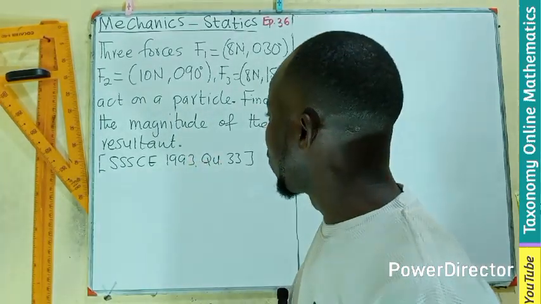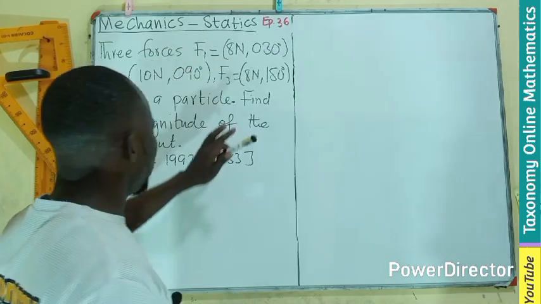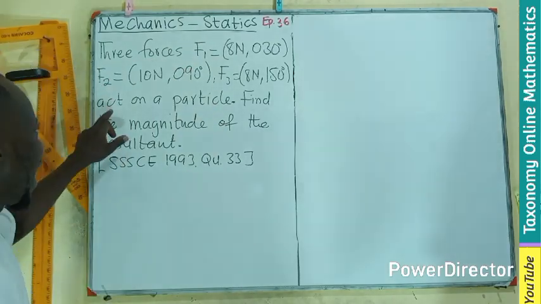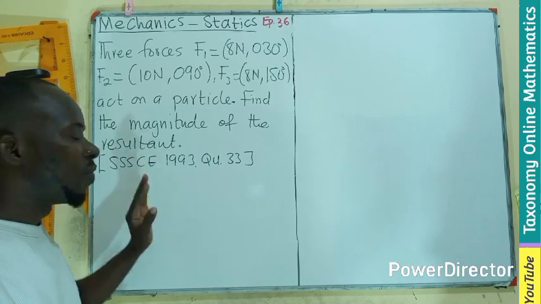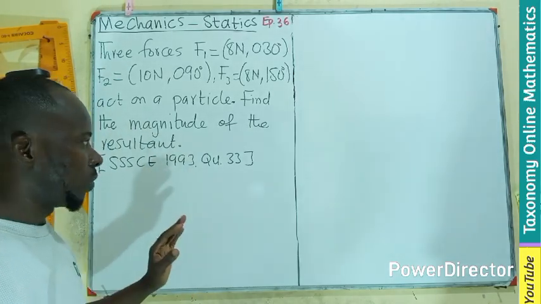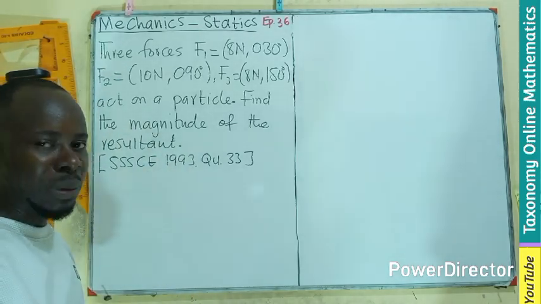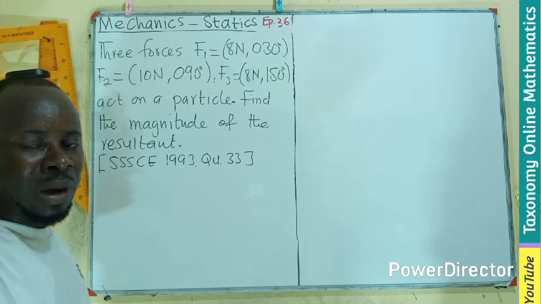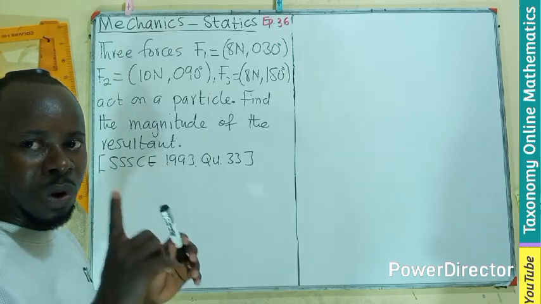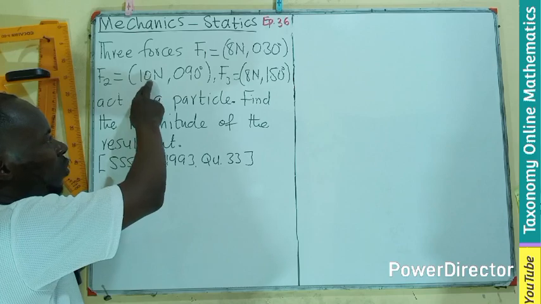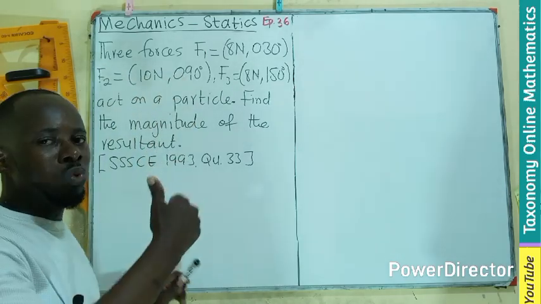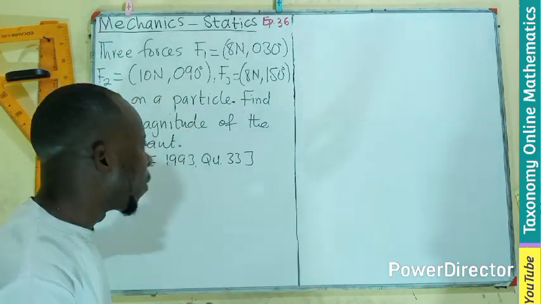We have three forces, force 1, 2, 3, acting on a particle. We are finding the magnitude of the resultant force. Remember the various ways by which we can solve this, but I'll be solving only one way: resolving the force from the magnitude-direction form into the vector component form.